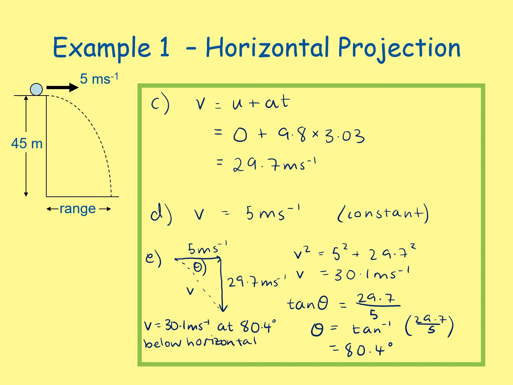We could quote that as 170 rather than saying 80 below the horizontal, so we're just adding 90 plus 80.4 there to get 170 rounded.